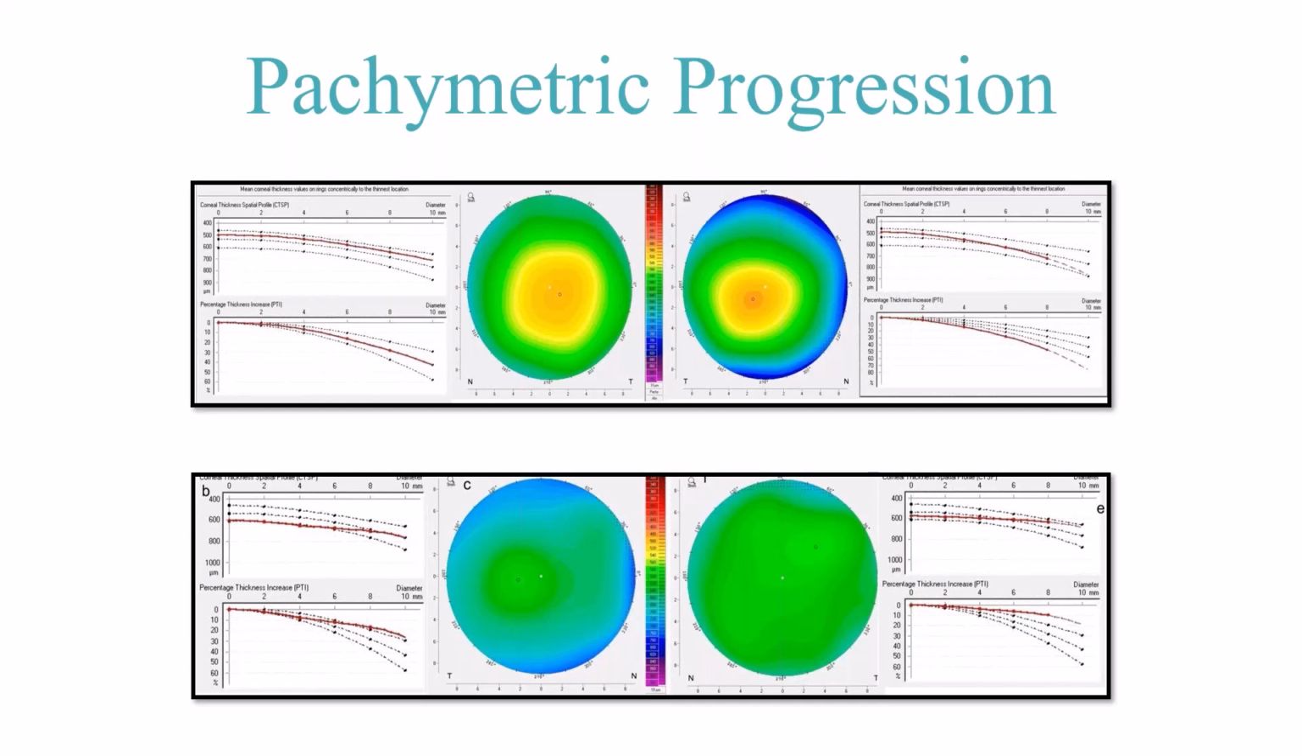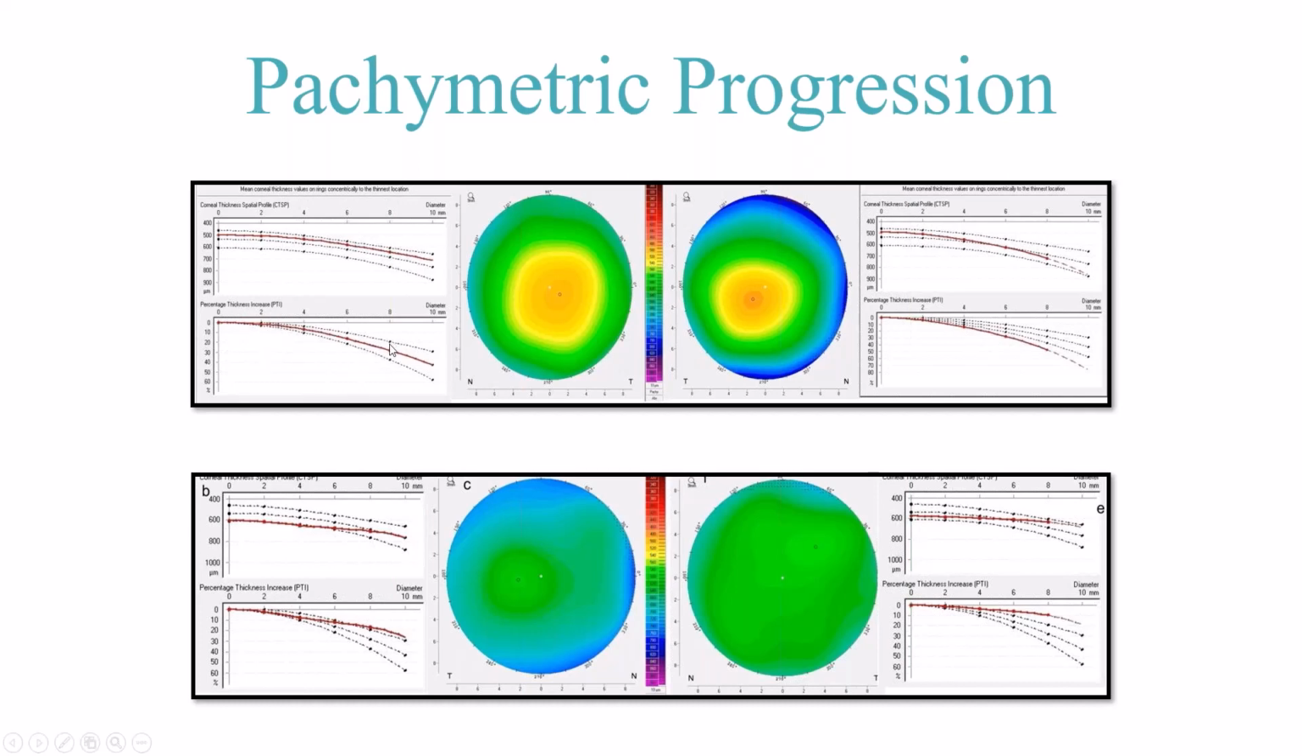The upper pair are 2 eyes that would have the same apical pachymetry reading. So if all you had was an ultrasound, these would both look thin, but otherwise they would look identical on ultrasound pachymetry. But if you look at the rate of change on the upper left, and these 2 graphs effectively are just 2 different ways of showing the data, I always find the percent thickness increase much more intuitive. So that's really the one that I routinely look at.